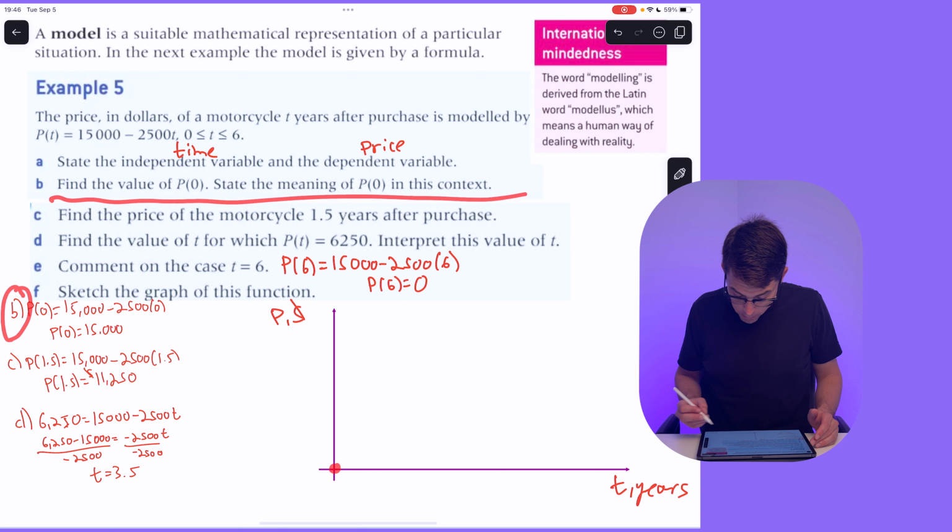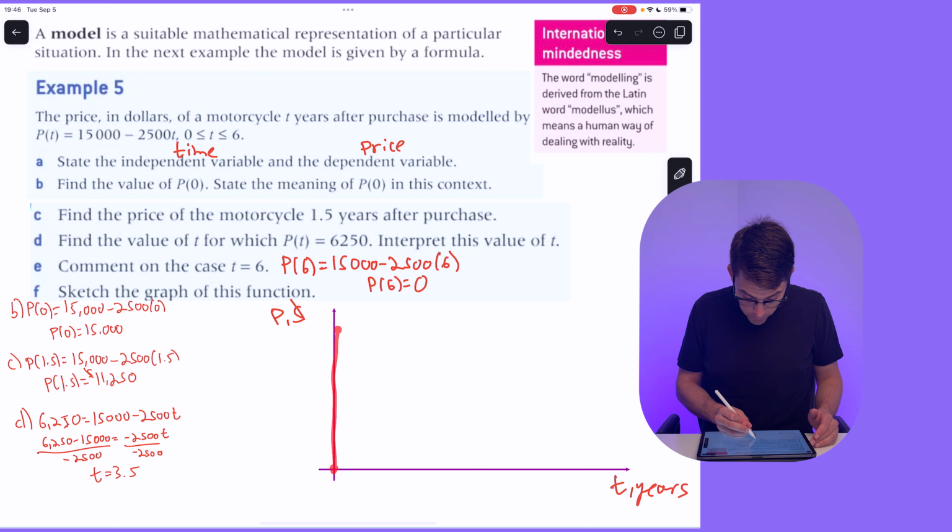So when we put in 0 for years, as we did in part B, we find the value P of 0. So we put in 0 for years. Our value of the motorcycle, our initial price, was 15,000. So let me go ahead and mark that. Let me mark this as 15,000. Draw a big old circle there.